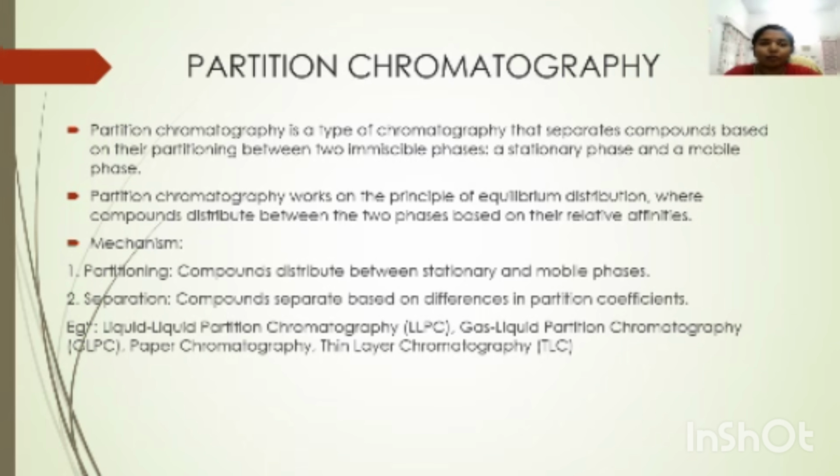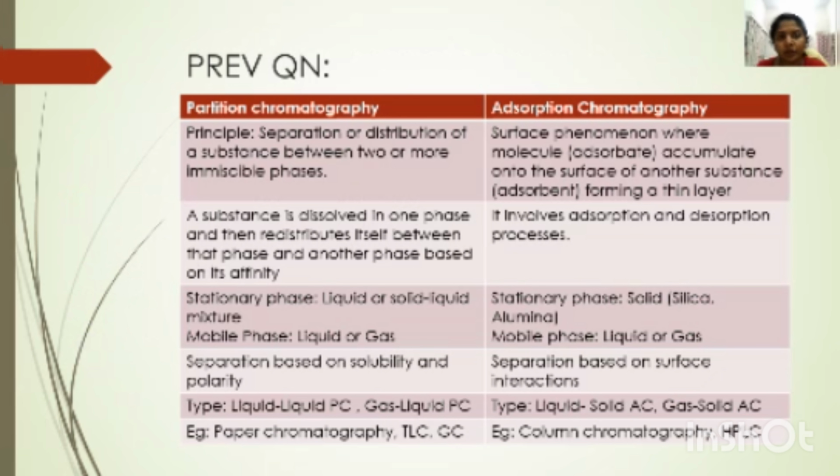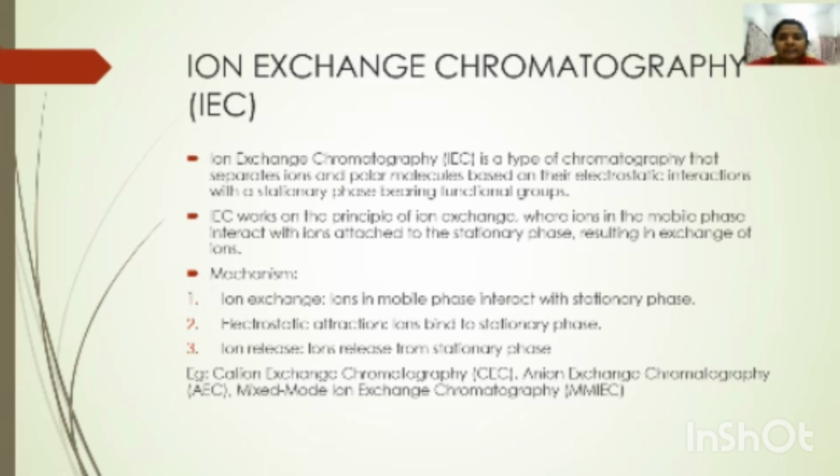Then thin layer chromatography. Another university question asks us to distinguish between partition chromatography and adsorption chromatography. Here you can give the principle, saying one is partition and another is adsorption, and what is a bulk phenomenon and what is a surface phenomenon, and then you can mention the types, examples, etc. It was asked for 2 marks, so you can give 4 points for 2 marks. So next we have ion exchange chromatography. As the name indicates, it exchanges ions or polar compounds.